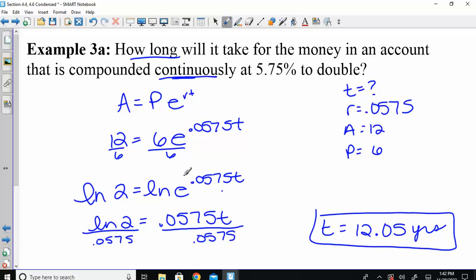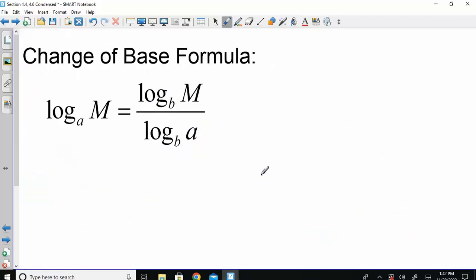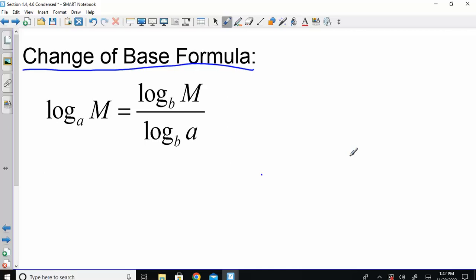There is one last thing that I want to throw in on this section. This is the change of base formula. So you want to write this down. You can take any log, so log base A of m. I can change it to whatever base I want by doing log of the argument divided by log of the current base. This is most beneficial changing into log 10 or natural log because those buttons are easily accessible on our calculator.